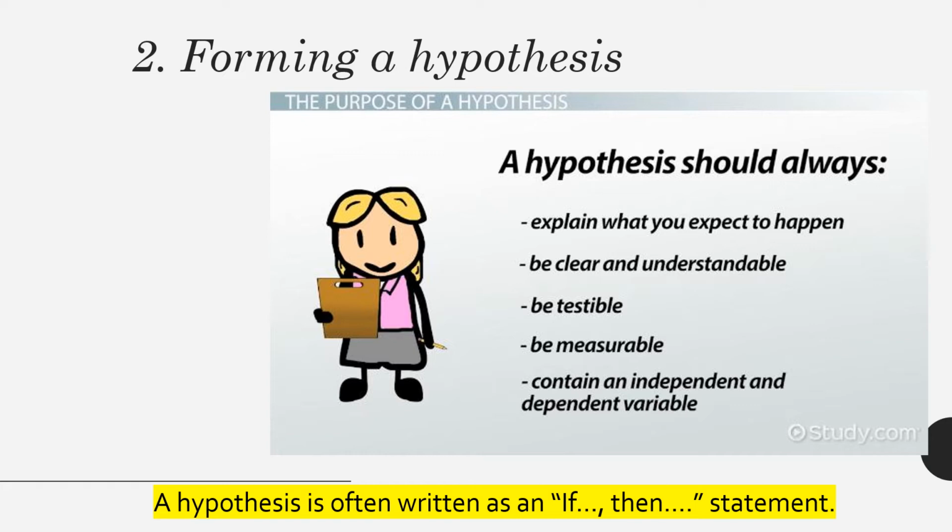And it has to contain an independent and a dependent variable. We will talk a little bit more about that. So often we write it as an if-then statement. If such and such happens, then we expect such and such to occur. Okay, that's how we write our hypotheses.